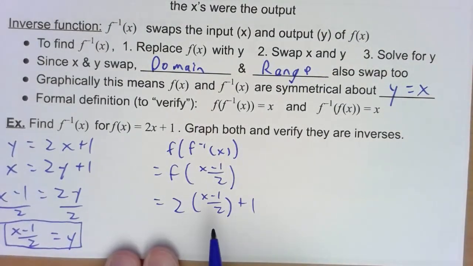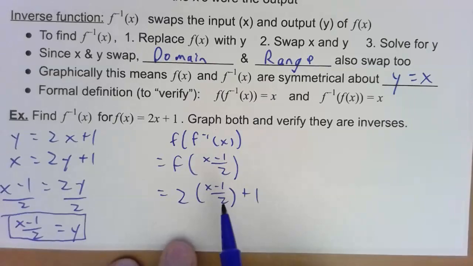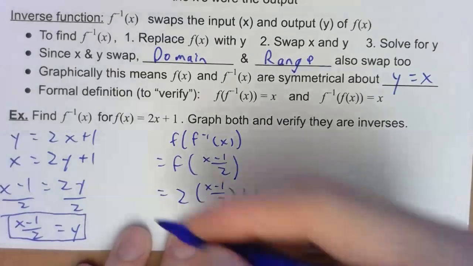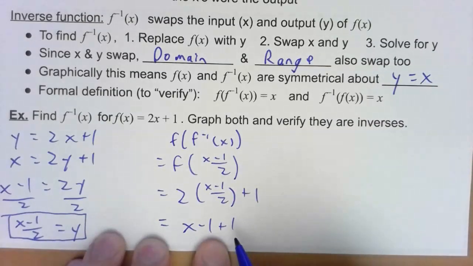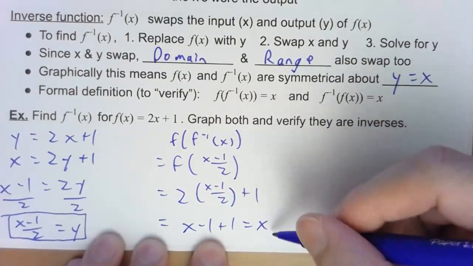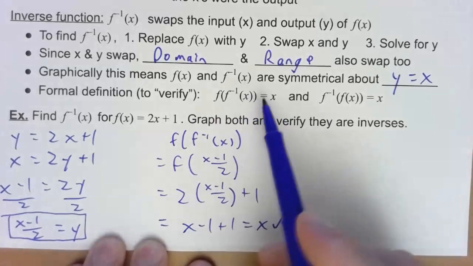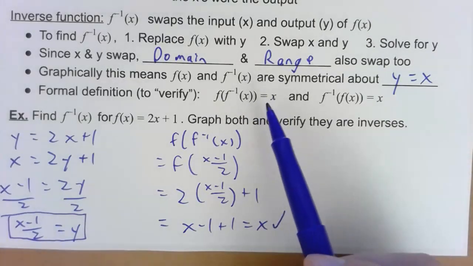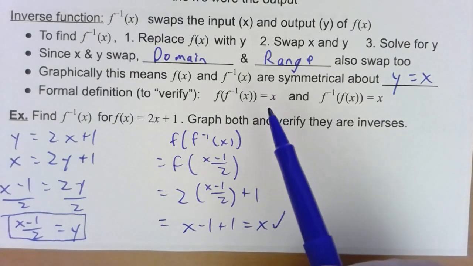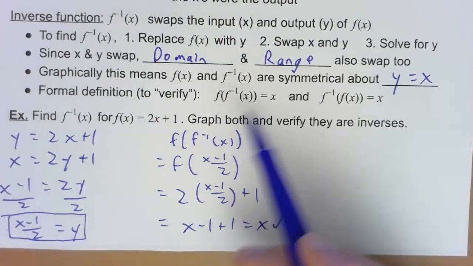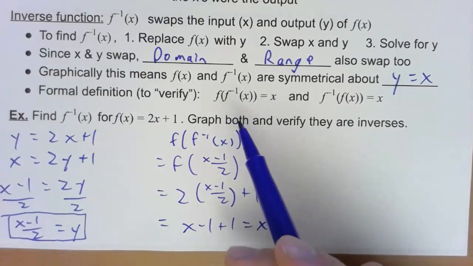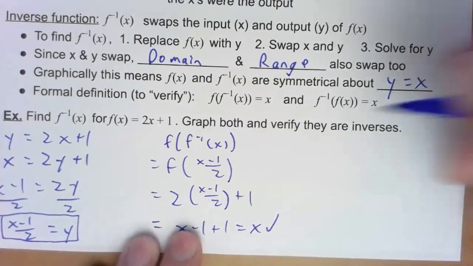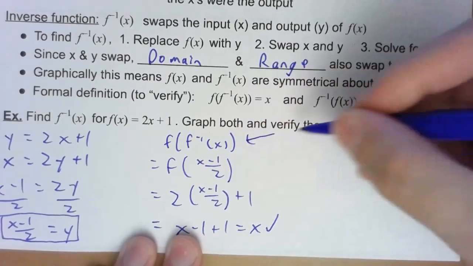So you can see what happens here, why this is going to work. The times 2 and the divided by 2 cancel each other out. And then the minus 1 and the plus 1 cancel each other out. And so we get just x, which is what needs to happen for them to be inverses. It's kind of like squaring and square rooting. Squaring and square rooting cancel each other out. If you take 5 and you square it and then you square root it, you get back to where you started. That's the idea of a function and its inverse. Inverse is kind of like opposite. Okay, so that's one part of verifying.